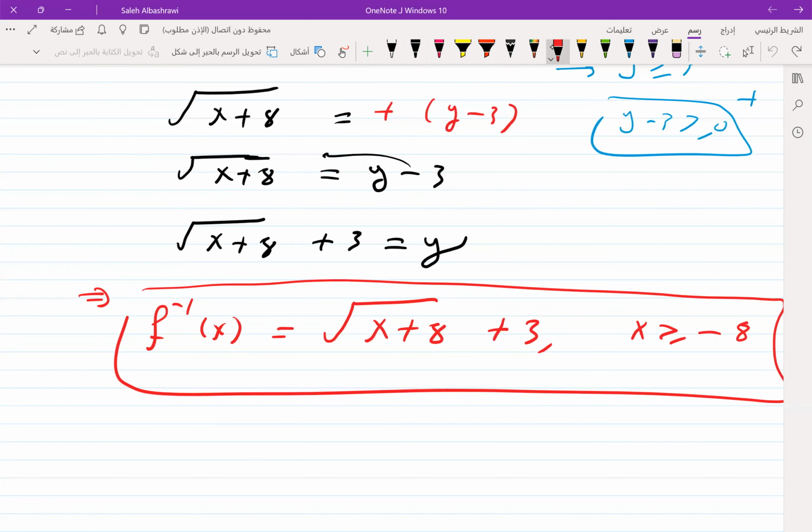So if you are given a quadratic function x squared minus something, all we need is to do it by completing the square, take the square root, and solve for y to find the inverse function. So this is the idea of finding the inverse of a quadratic function.